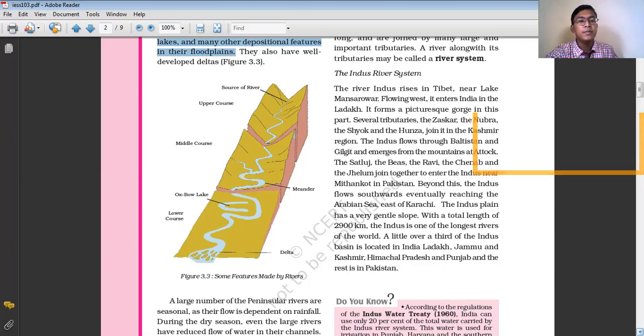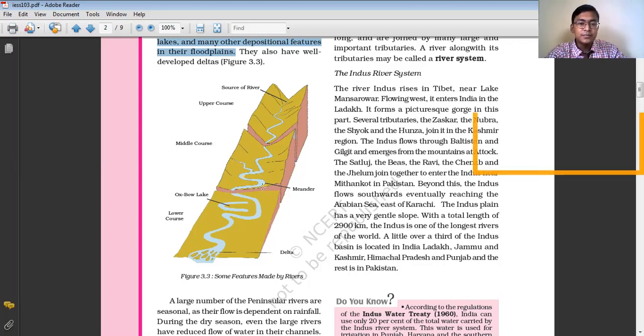It is known as a meandering river. That means the river is forming a meander as it flows. Here you can see in the middle course that the river is flowing, making an S-like formation, and it is known as a meander.